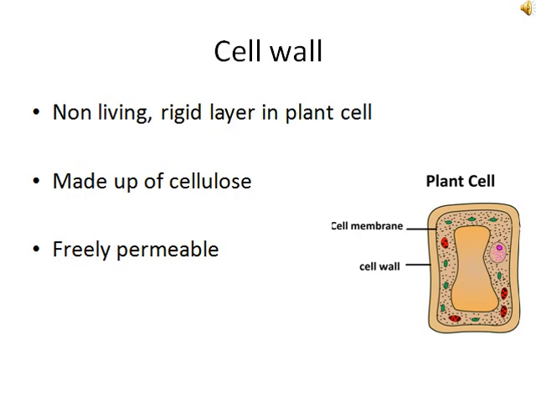Its main functions are that it gives rigidity and shape to the plant cell, and it provides protection to the plant cell. It also gives a fixed shape to the plant cells. Animal cells have no fixed shape because they have no cell wall, but plant cells have a cell wall, so they have a definite shape.